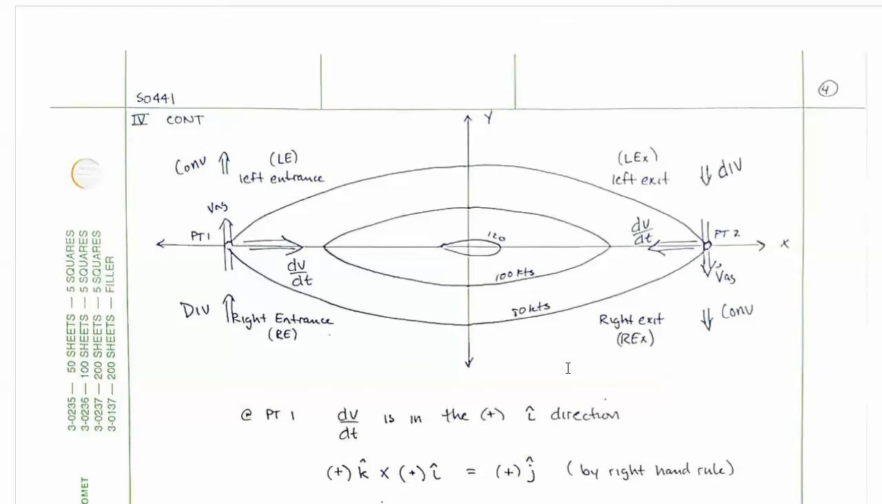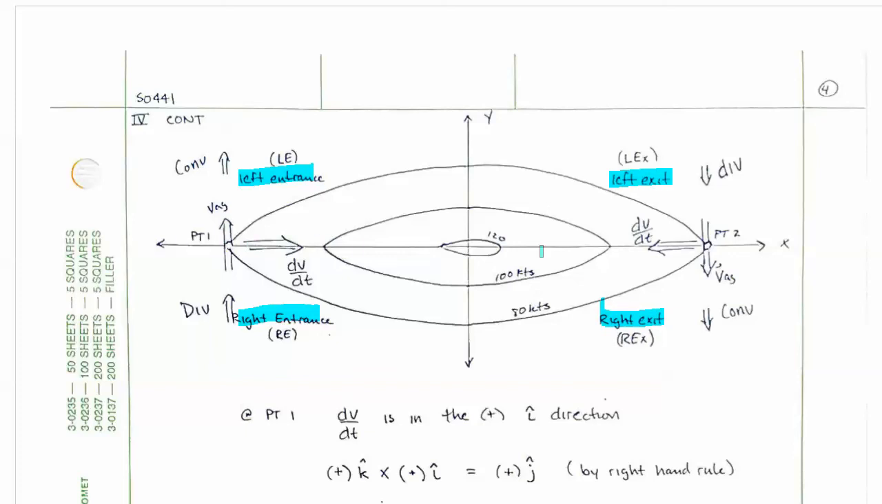Here's a drawing of a jet streak. I've got a lot of information here, and I'll step through it in time. But notice that the center is 120 knots, here's 100 knots, here's 80 knots. This is my x direction right here, left to right, y direction, north and south. So, I'm calling this the entrance down here at this end. So this is the right entrance, left entrance, left exit, right exit.